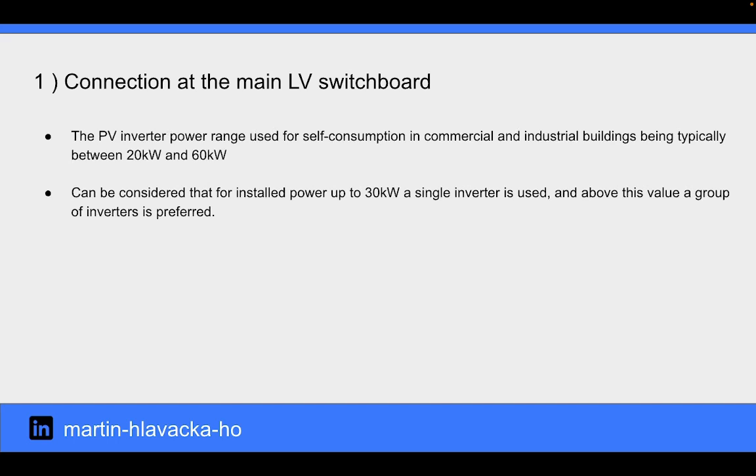The PV inverter power range used for self-consumption in commercial and industrial buildings being typically between 20 kilowatts and 60 kilowatts. It can be considered that for installed power up to 30 kilowatts, a single inverter is used, and above this value, a group of inverters is preferred.